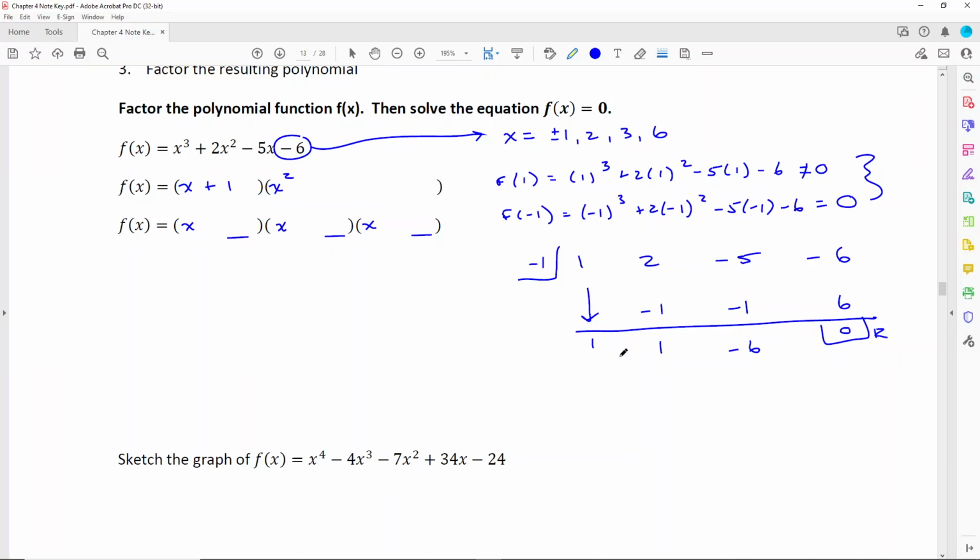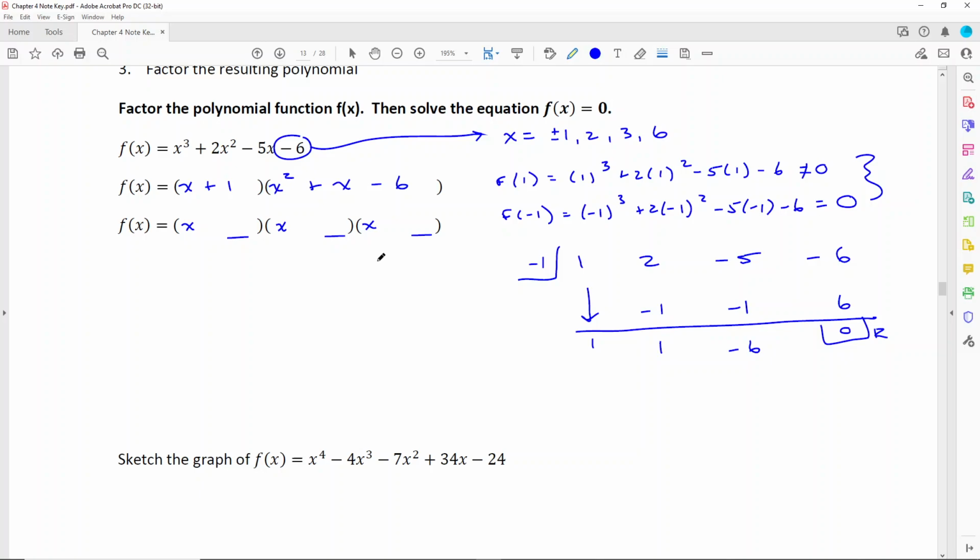So now I want to write my quotient. When I divided x cubed plus 2x squared minus 5x minus 6 by x plus 1, I got x squared plus x minus 6. So I took out a linear factor and I was now left with a quadratic.